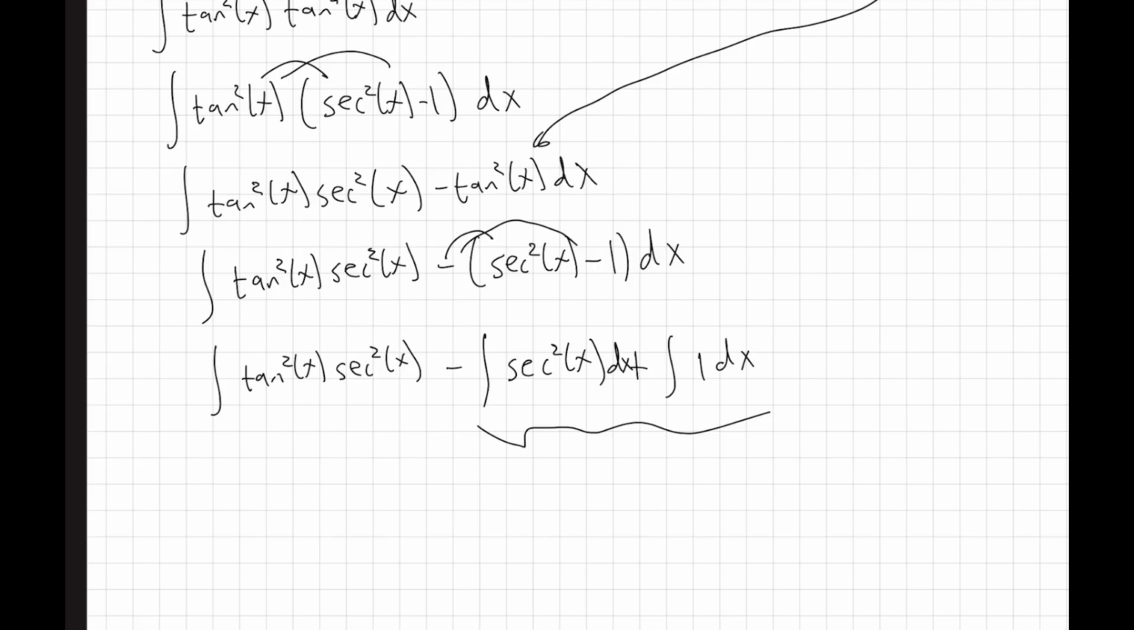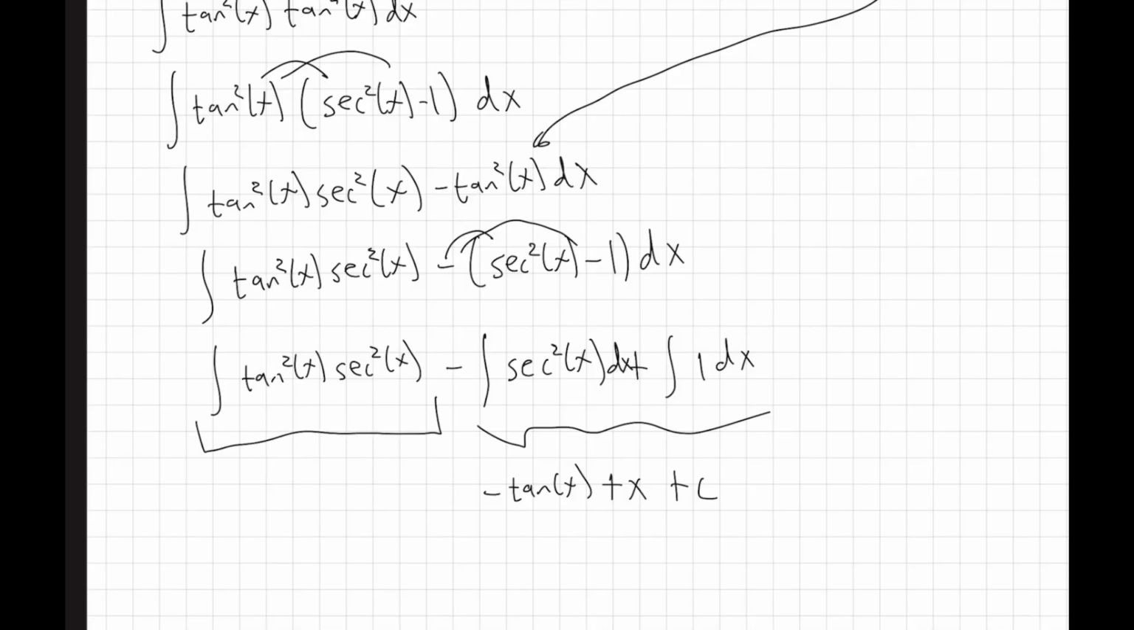This becomes, so think about what you take the derivative of to get secant squared. That's going to be tangent, so minus tan of x. What do you take the derivative of to get 1? So that's going to be x. And then we need our plus c. And now we just need to tackle this one.